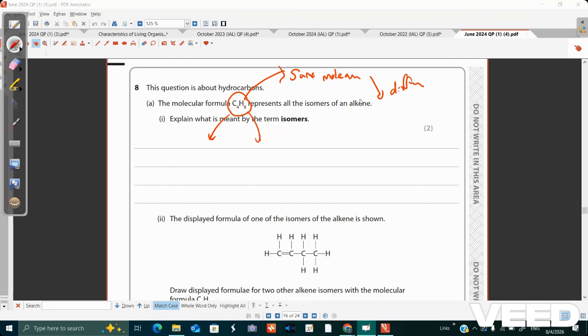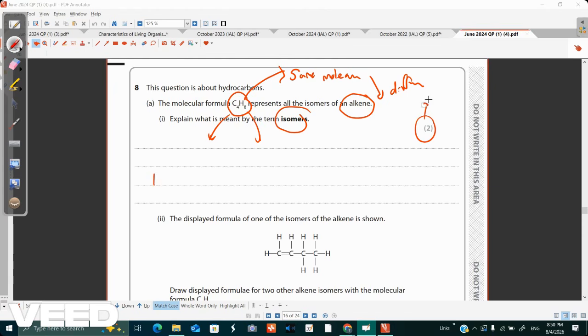And they tell you it must be an alkene. In an alkene there must be a double bond in between. So what can you do? The definition of isomer they ask: same molecular formula, different structural or displayed formula. That is the definition. So you get 2 points: same molecular formula is 1 mark, different structural or displayed formula is the second mark, 2 marks together.